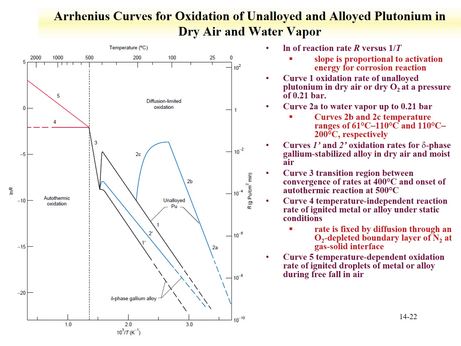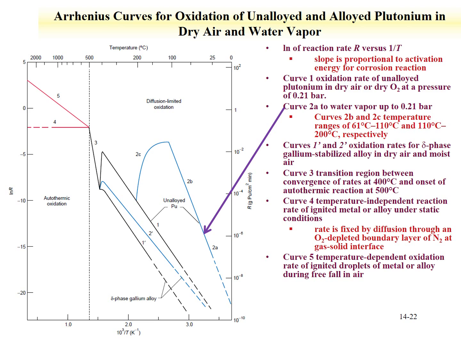The oxidation kinetics of plutonium metal and alloys have been examined in a number of conditions, primarily dry air and water vapor. The data is shown here, and what we have is the log of the reaction rate R versus 1 over T. So the slope of these is proportional to the activation energy for the corrosion reaction. Curve 1, shown here, this is just the oxidation rate of unalloyed plutonium in dry air or dry dioxygen at atmospheric pressure. You see that this overall rate is between these values here and these values here.